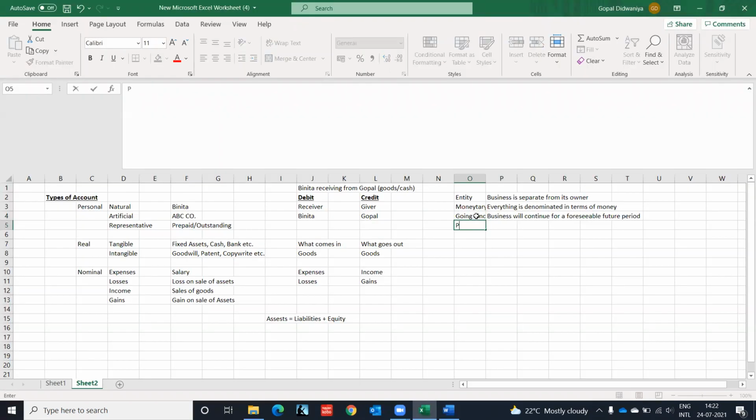Then we have periodicity. Periodicity means you are going to report your financials for a time period. Take Reliance Industries Limited: they are doing business every second, every minute, every hour, every day. So under periodicity, we assume that you are able to report for a particular period. It is not like a shareholder demanding to know what you have done as a business in 2 hours. That is not possible. So for a certain particular period you are going to report it, which is reportable for a period.